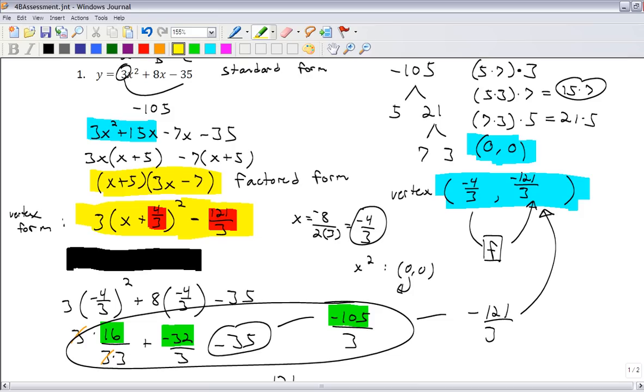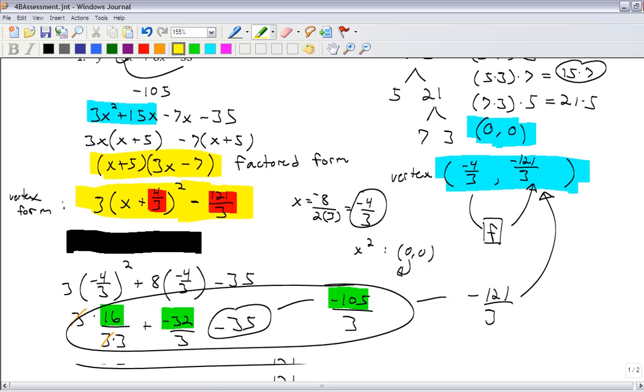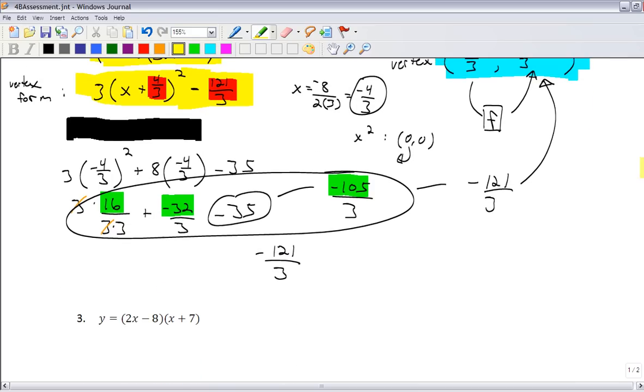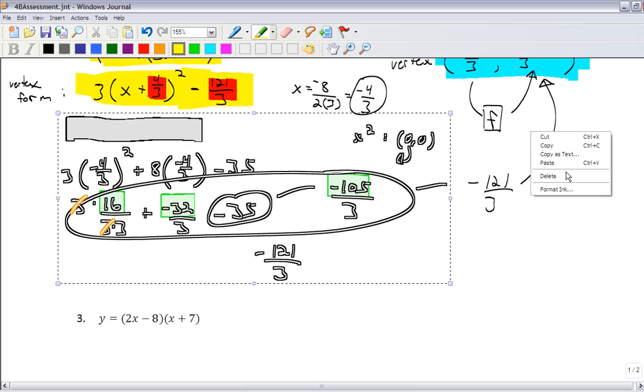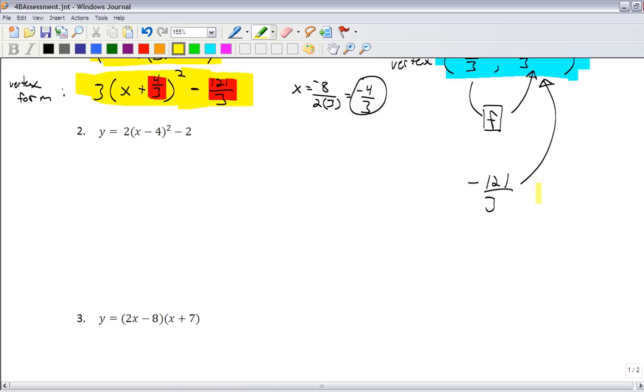Okay, we got number 1 done. Now let's go to number 2, which I've got blacked out here. So let's show that one. Alright, so we start with it in vertex form. Let's say we want to put this one in standard form first, okay?